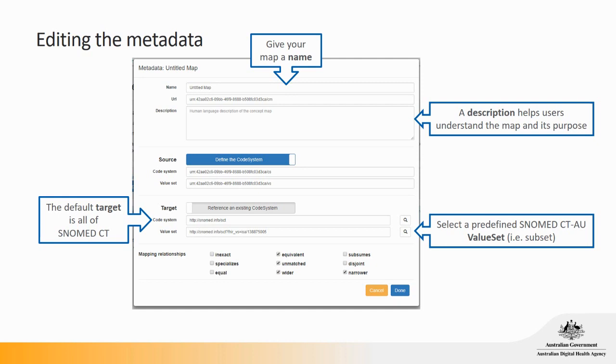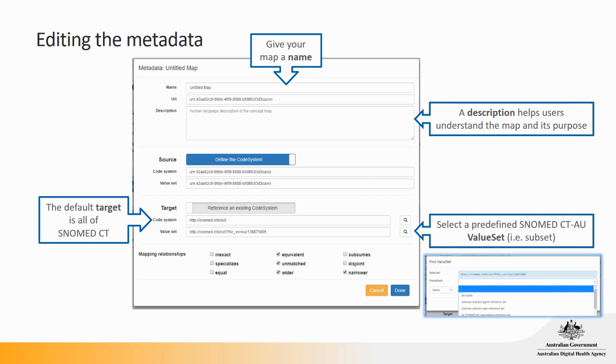The easiest way to do this is to click on the magnifying glass to select a predefined SNOMED CT-AU value set, which will bring up a drop-down listing of our reference sets, for example the adverse reaction agent reference set and so on. In this example, I will select the Container Trade Product Pack reference set.